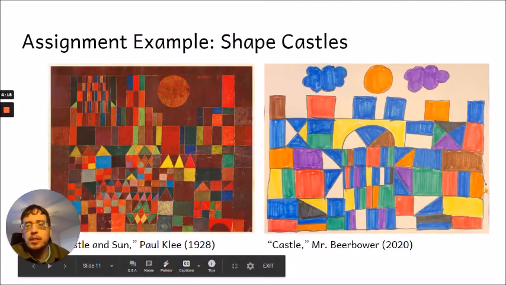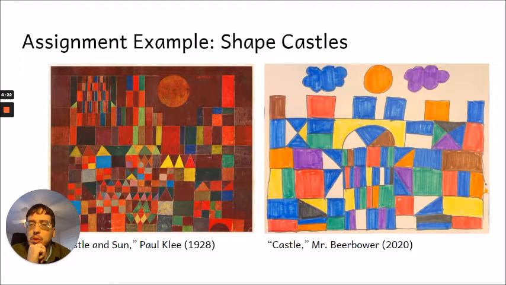All right, so here is the example. The first one here is, again, Castle and Sun by Paul Klee. And then the one next to it is the one that I did. You can see I also used mostly geometric shapes just like he did. I added a couple of organic clouds up in the top because I thought that would be fun. And you can see he mostly made his red. I used a lot of blue in mine.